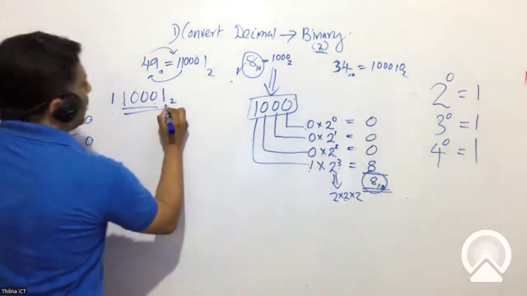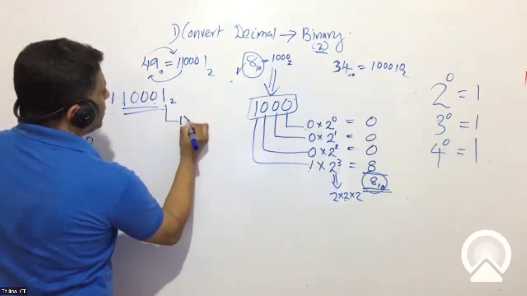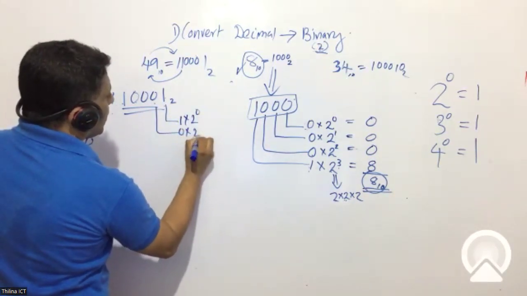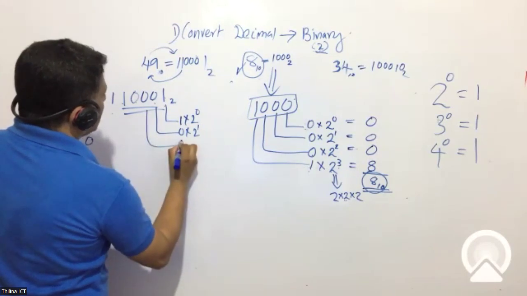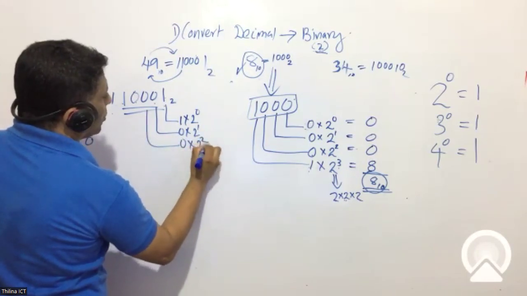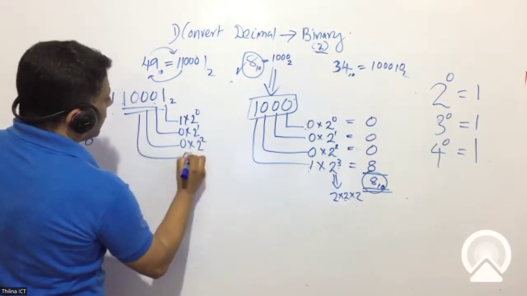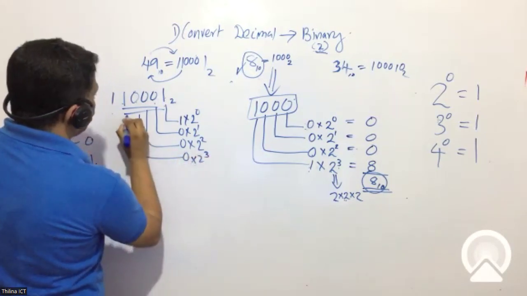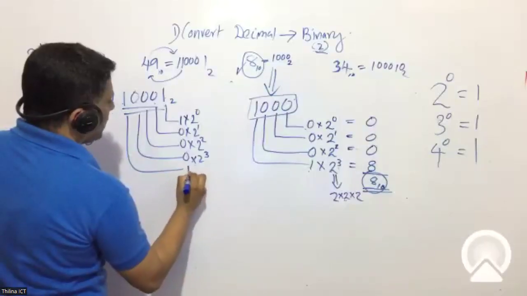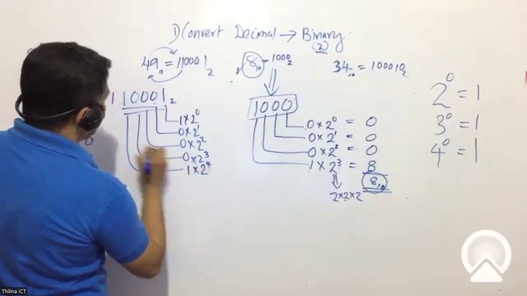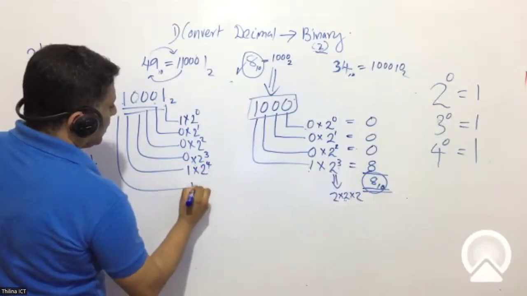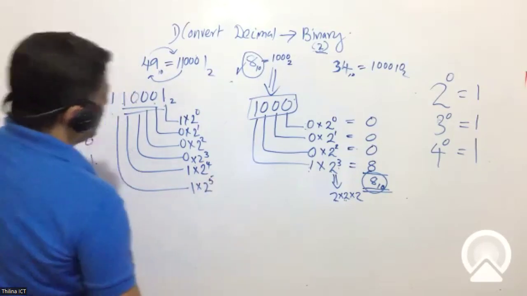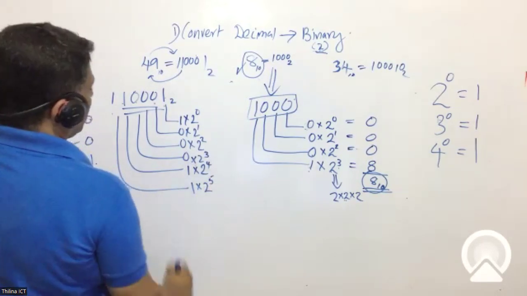So 1 into 2 to the power 0, 0 into 2 to the power 1, 0 into 2 to the power 2, 0 into 2 to the power 3, 1 into 2 to the power 4, 1 into 2 to the power 5. The positions are 0, 1, 2, 3, 4, 5.